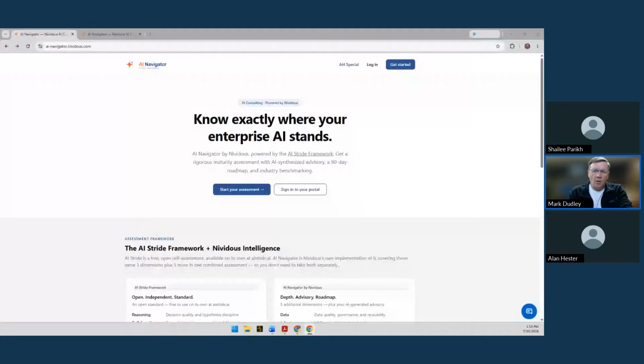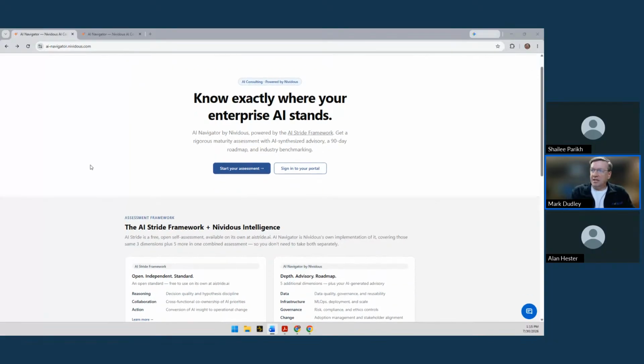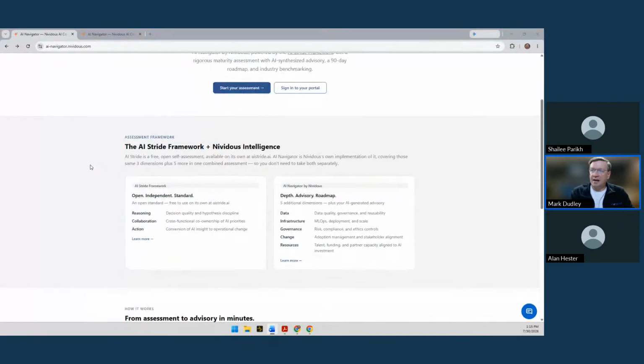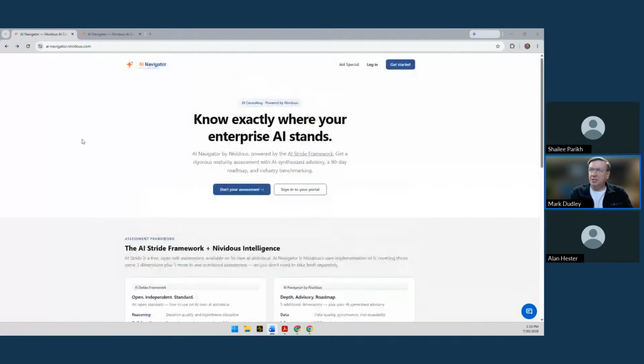Okay, so I'm going to be building on what Alan was talking about and just make this a little bit more concrete in terms of what you'll be seeing. This is the landing page for the AI Navigator. As you see, there are opportunities to log in. There's opportunities to kind of take a look at the AI Navigator versus the Open AI Stride framework. But starting your assessment is obviously the way to go with this.